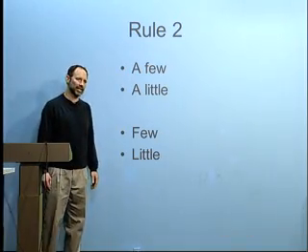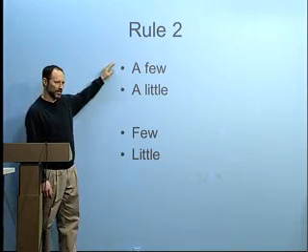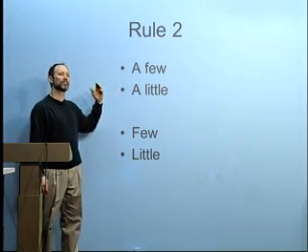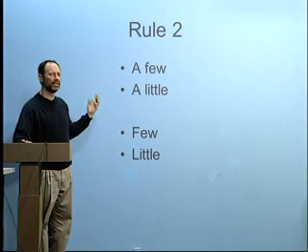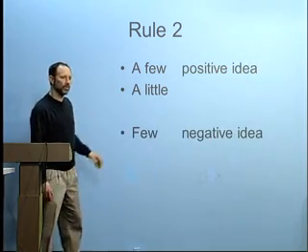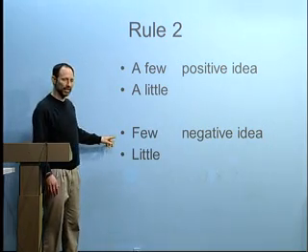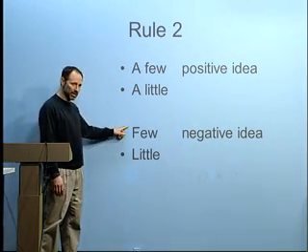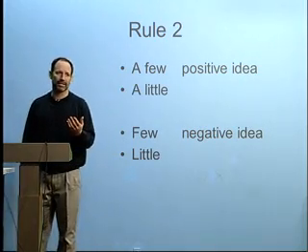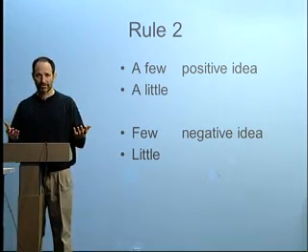So once again, rule 2. With a few and a little, it gives a positive idea, or at least a neutral idea. With few and little without a in front of them, it gives a negative idea. Usually the negative idea is that there's not enough.